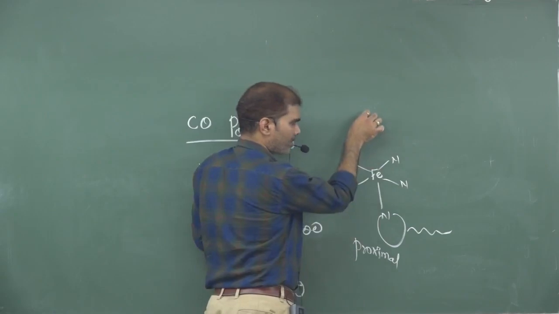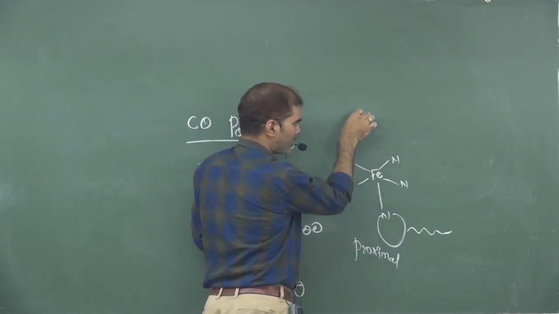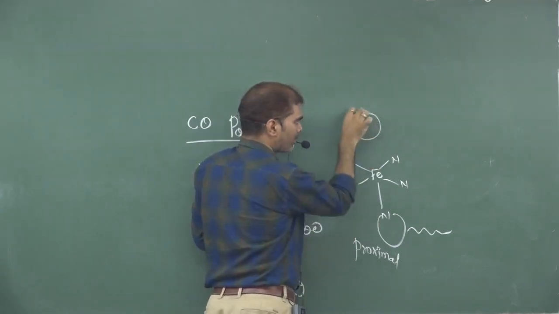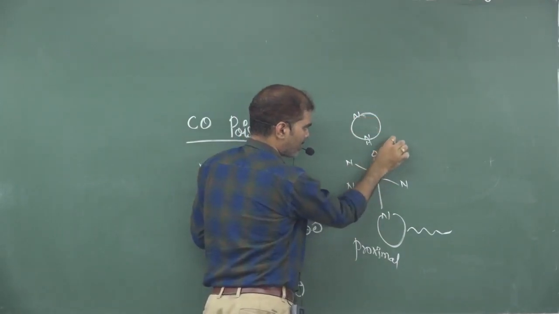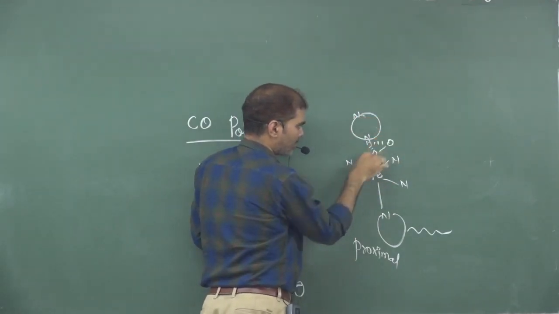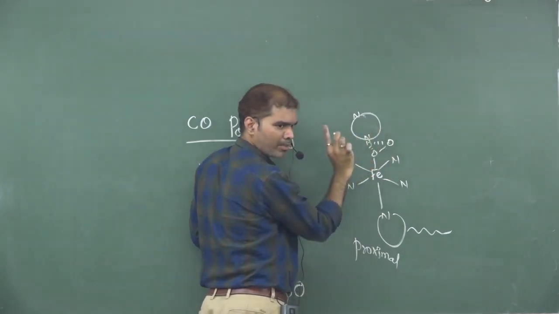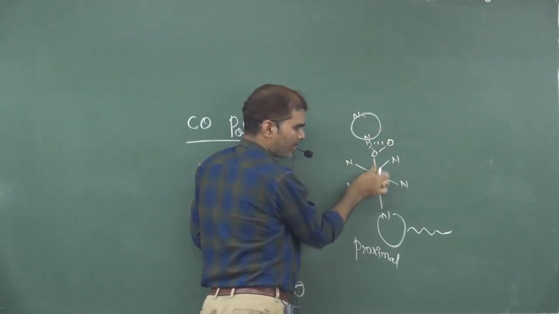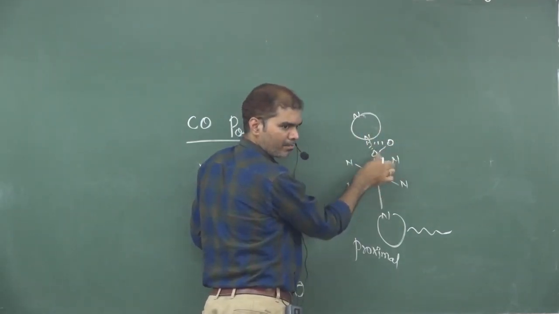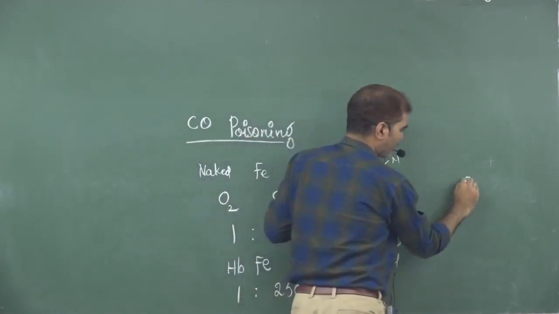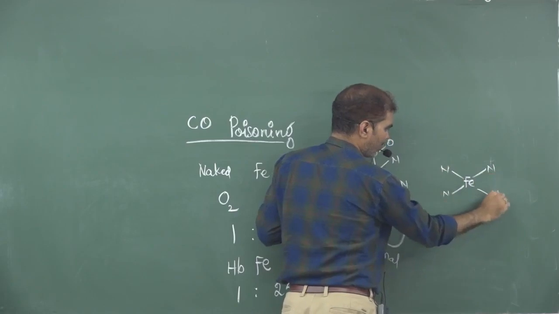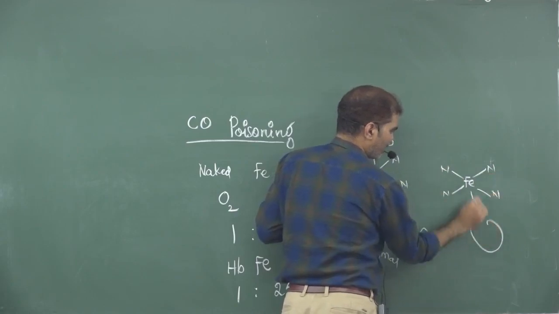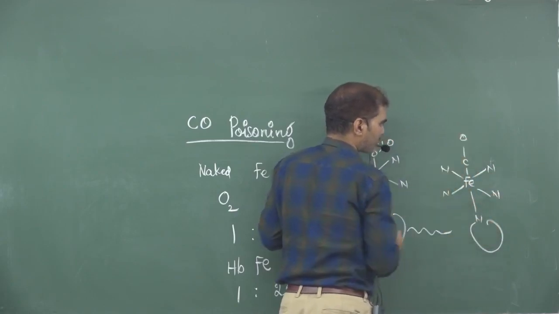Where is distal histidine? Distal histidine is somewhere here. Okay? NH. So whenever dioxygen comes and binds, this hydrogen is forming a hydrogen bond, because this is a bent mode. But whenever carbonyl comes and binds, the bonding between iron and that carbonyl is found to be linear.